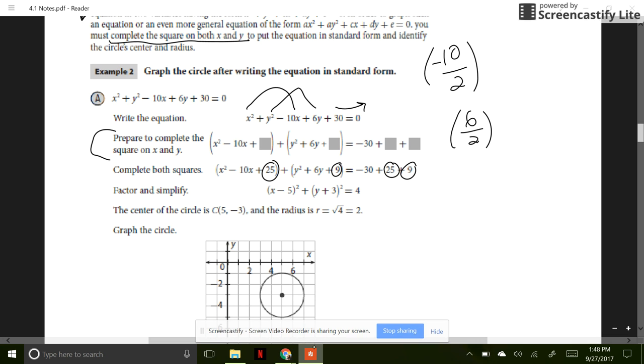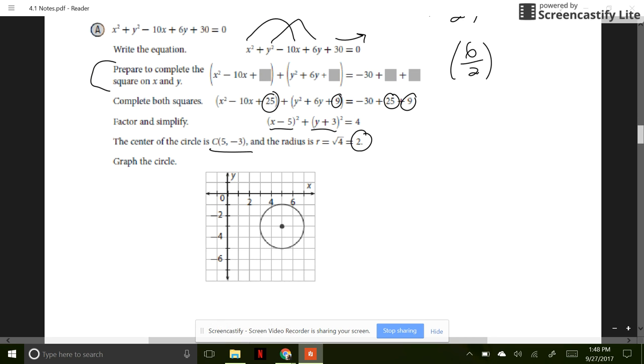Once we've completed the square twice, we'll end up with (x - 5)² plus (y + 3)², and that should equal 4. That tells us that our center is at (5, -3), and our radius is the square root of 4, which is 2.